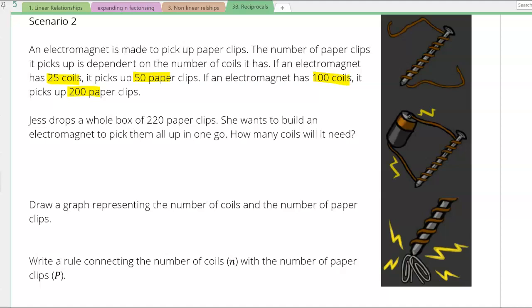Oh, so I've got two answers that are common. I've got 440 and 110. Which one is it? 110. Why is it 110? All right, so the number of coils is half the number of paper clips. That's the connection between the two. Number of coils is half the number of paper clips. Or we could say it in another way. The number of paper clips is 2 times the number of coils.